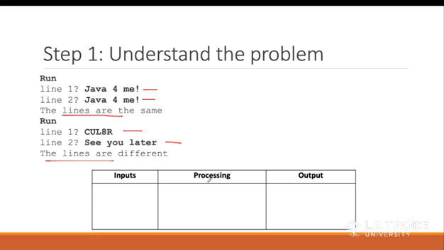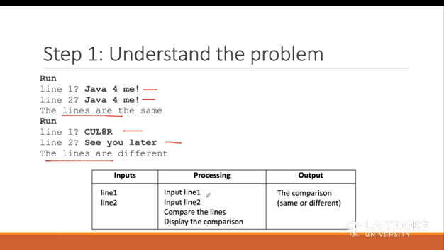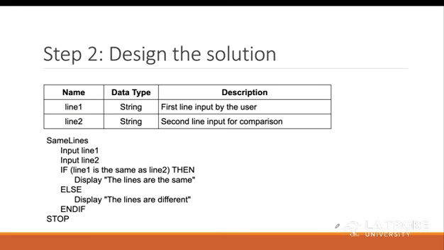Now what will be the inputs, processing and output for this? The input will be 2 lines which you are taking from the user, so line 1 and line 2. Processing is you need to compare them both, so you need to check the equality of them. So you will take input line 1, input line 2, compare the lines and display the comparison. So the output will be the comparison, same or different.